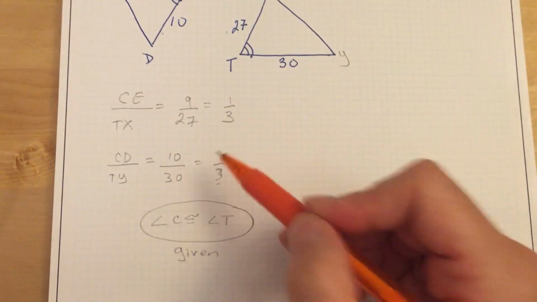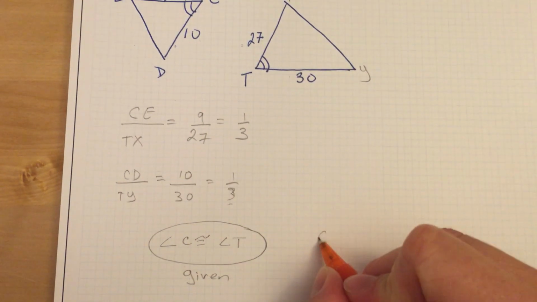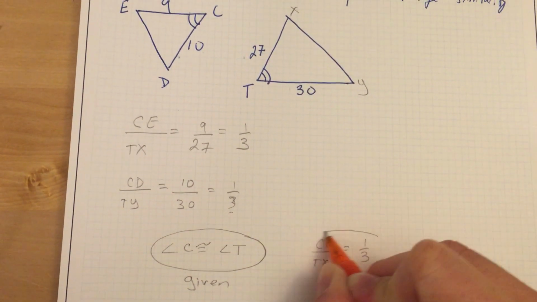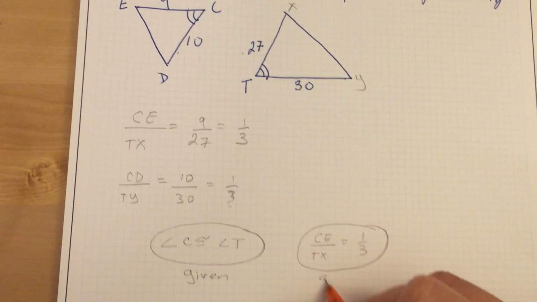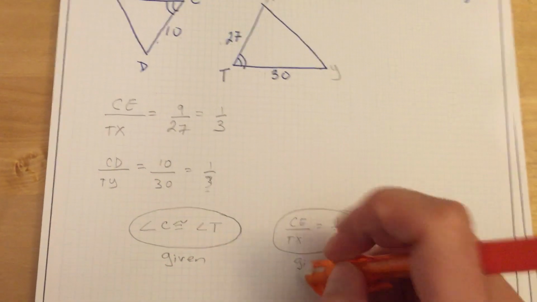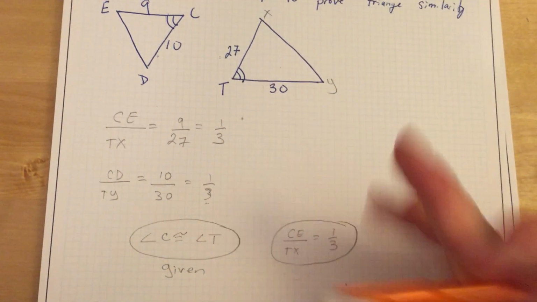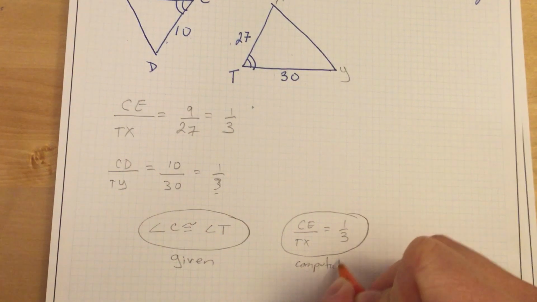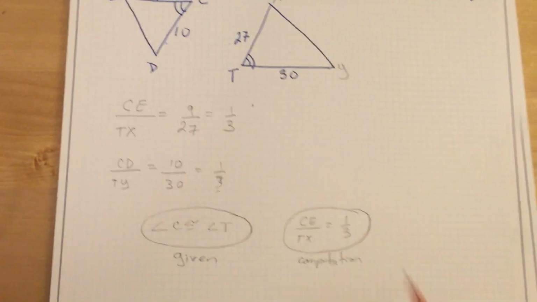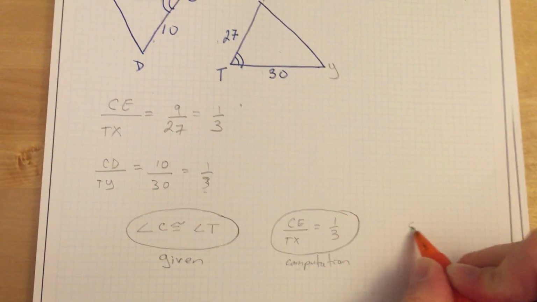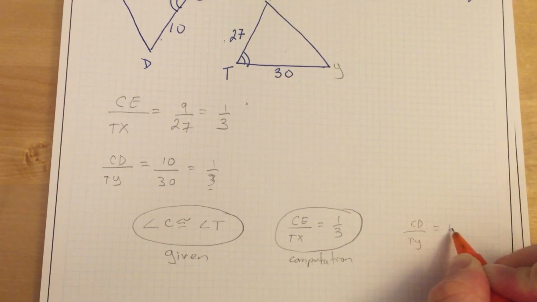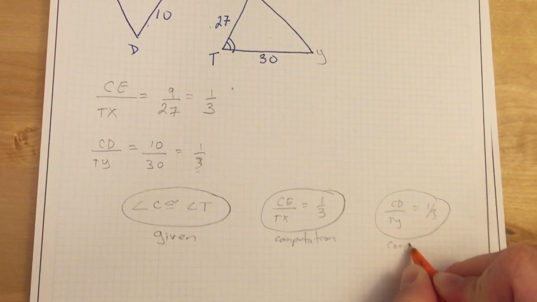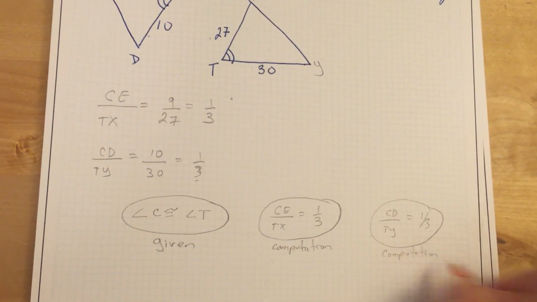Okay, next information, just like example number 1, I'm going to say CE all over TX, and I'm just going to say it's equal to 1/3. Okay, this is given. Oh, sorry, not given. Apologize. That is not given. It's a computation. There we go. And then I'll put the last one. So CD all over TY is also equal to 1/3. Again, why do I get to write that? It is a computation.